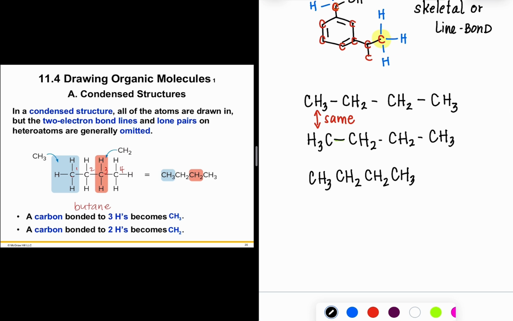I can also realize that I have 2 CH2s here. I can abbreviate this even more by writing CH3 in parentheses, CH2, and there's 2 of those, CH3.